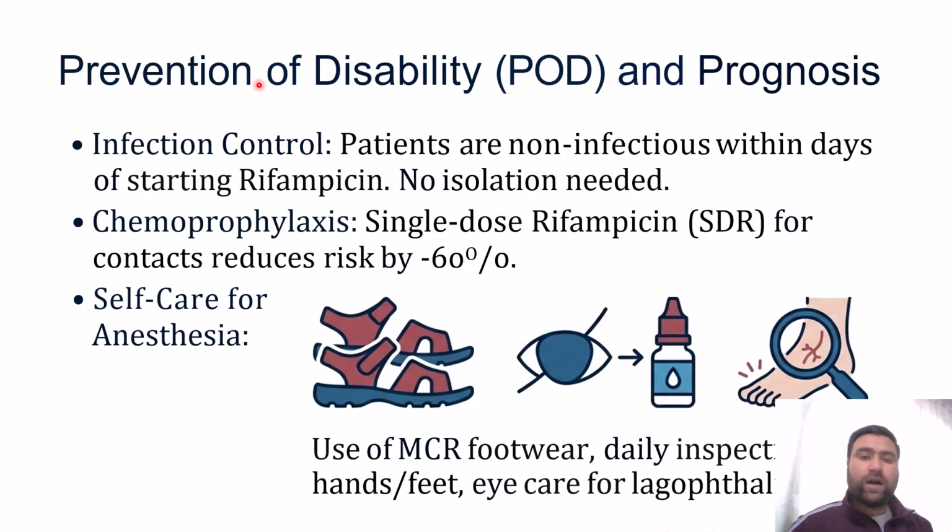You can prevent the disability by infection control. So patients are non-infectious within days of starting rifampicin. So if the patient has been started on rifampicin, then there is no need of isolation because the disease will not be spread, because the patient becomes non-infectious, like you will see in tuberculosis. And also sometimes chemoprophylaxis may be required as single dose rifampicin for the contacts, so it reduces the risk by almost 60%. So chemoprophylaxis may be required in contacts who have low immunity. So single dose rifampicin is required.